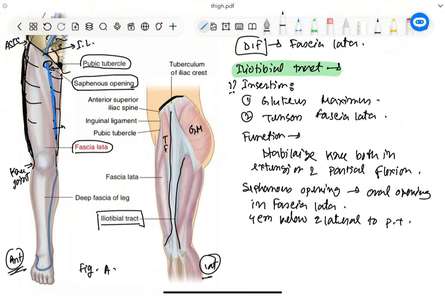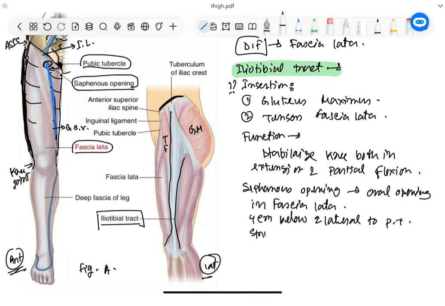The name of this vein is the great saphenous vein, which is a superficial vein. So, through the saphenous opening, the great saphenous vein will travel and drain into the femoral vein. Now, if they ask you whether any other structure also pierces the saphenous opening, let us learn about that.